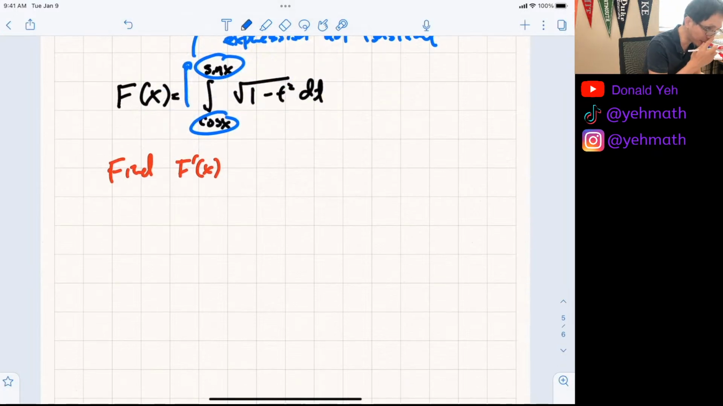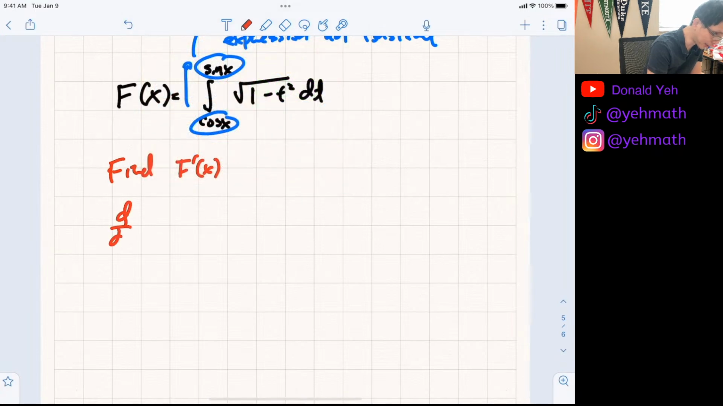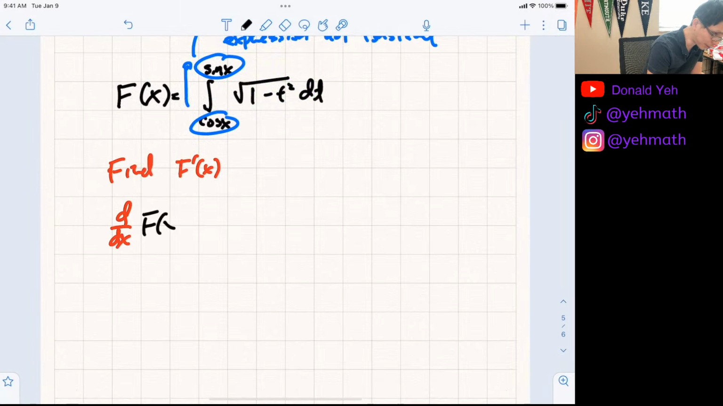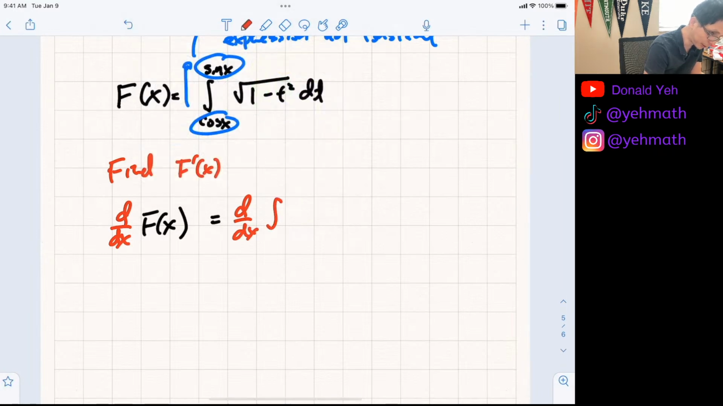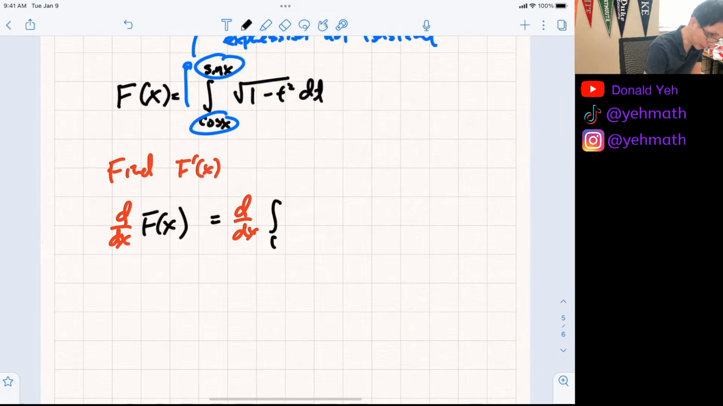So what I'm gonna do is, can you find f prime of x? Well, what do I have to do? I have to take a derivative on both sides, right? So let's say I have d/dx of the black part, which is f of x, equal to d/dx of the black part here, which is the integral from cosine of x to sine of x of square root of 1 minus t squared dt.